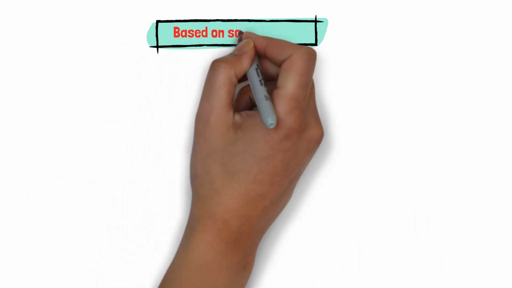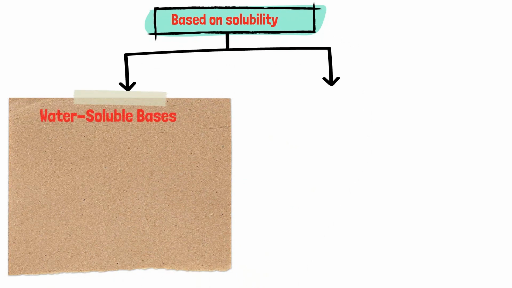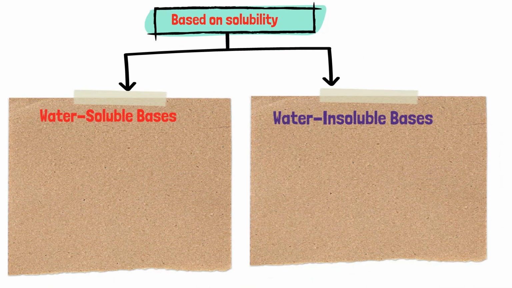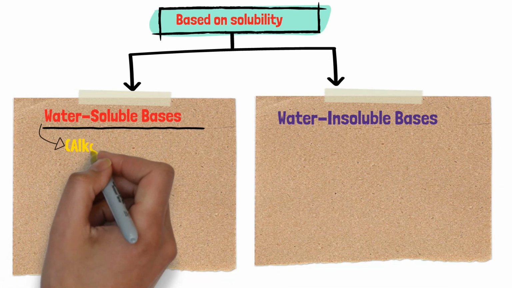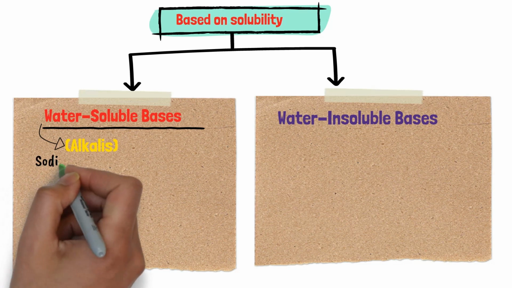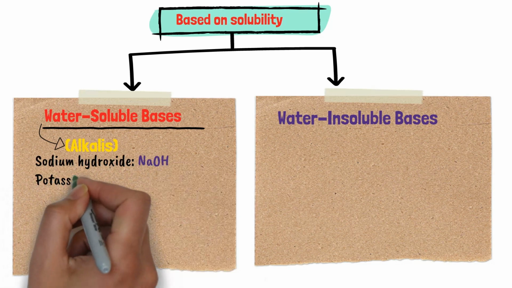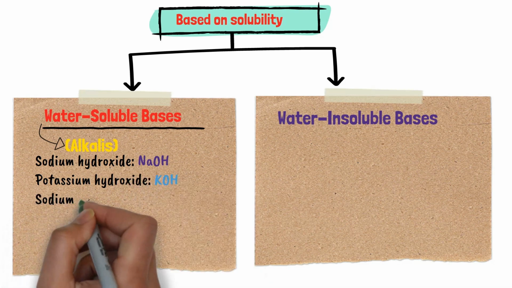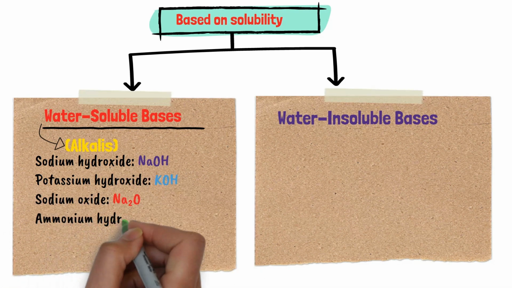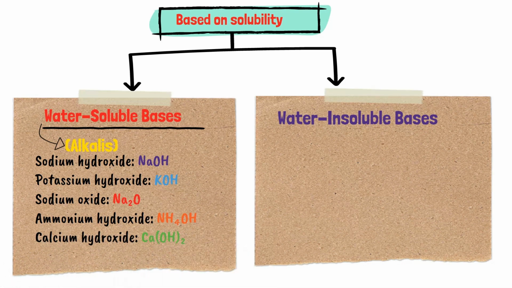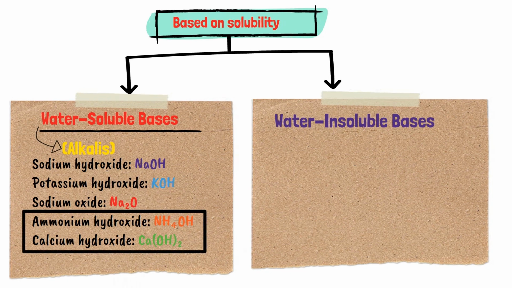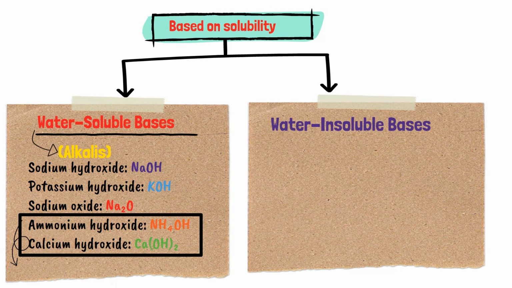Based on solubility, we classify bases into two types: water-soluble and water-insoluble bases. Water-soluble bases are also named as alkalis. These include sodium hydroxide, potassium hydroxide, sodium oxide, ammonium hydroxide, calcium hydroxide, and many more. Note: calcium hydroxide and ammonium hydroxide are partially soluble in water.